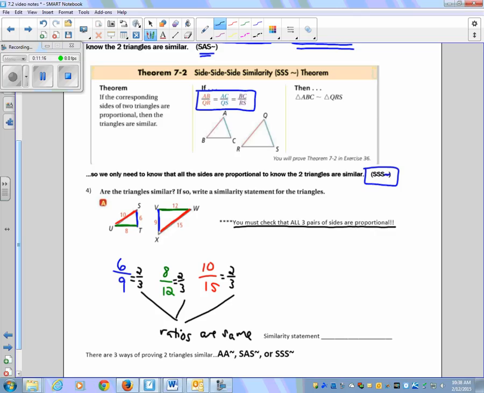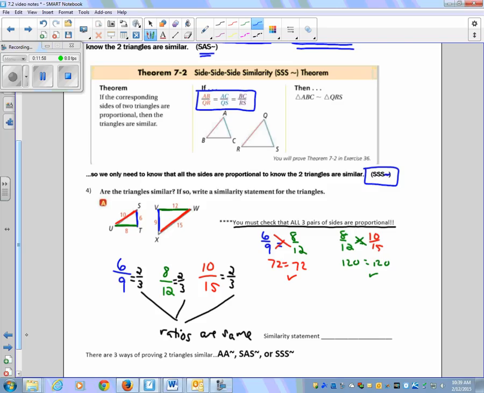So we could set up proportions. We could do 6 is to 9 as 8 is to 12 and check this. Cross multiply and we get 72 equals 72 and that checks out. Then we could do 8 is to 12 as 10 is to 15, and we could cross multiply again and get 120 equals 120, and that checks out. Then we could do the third one.